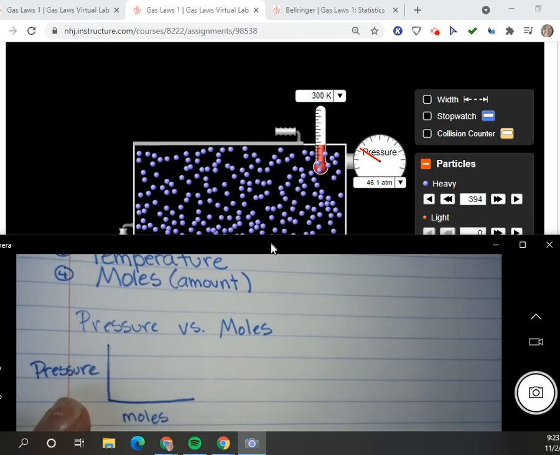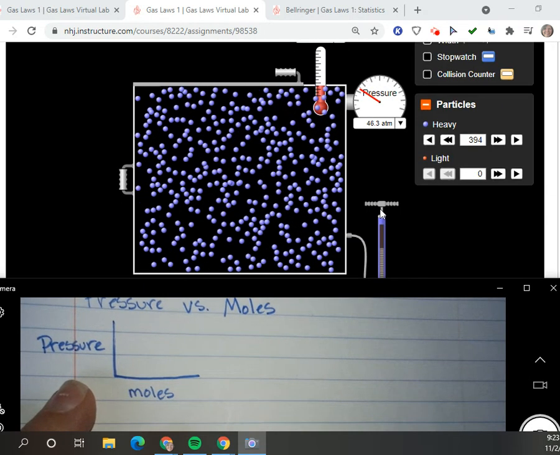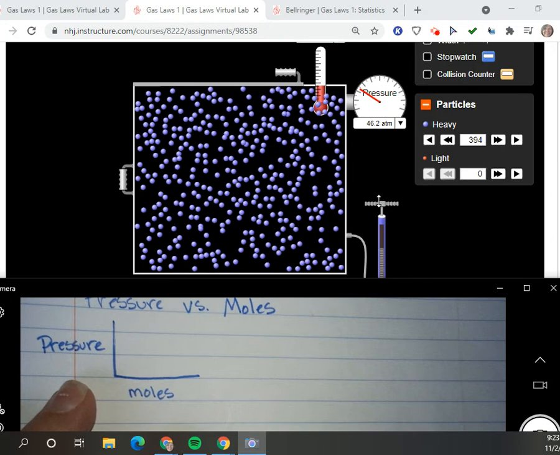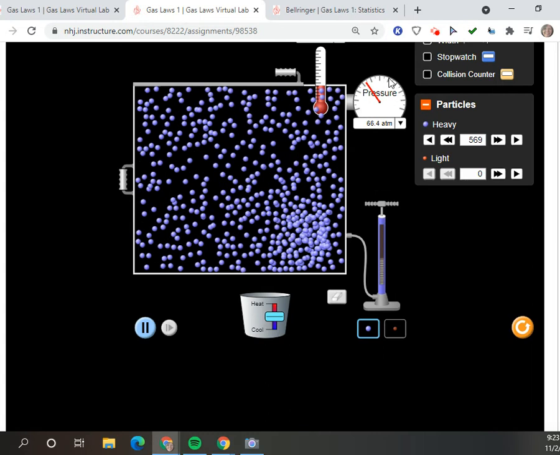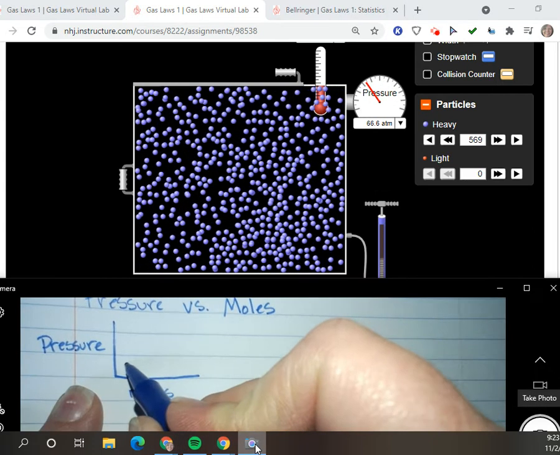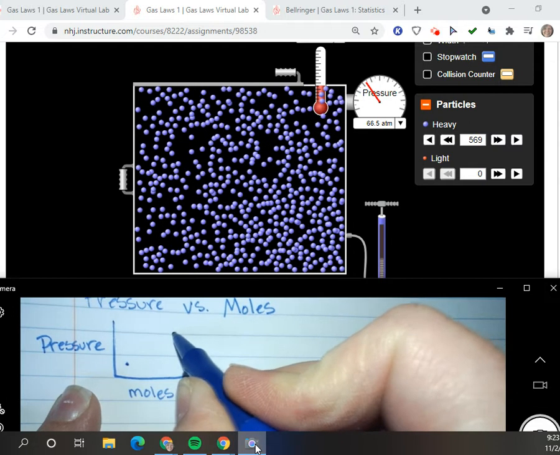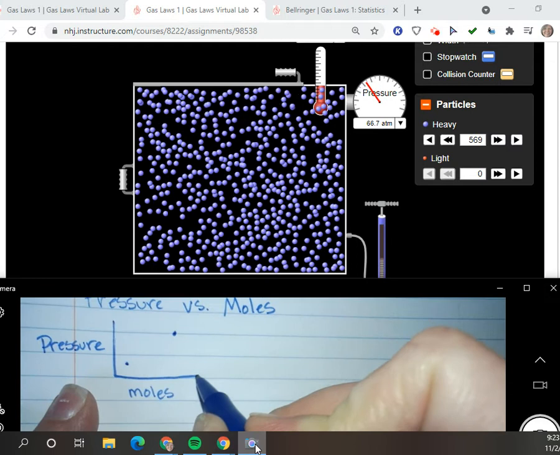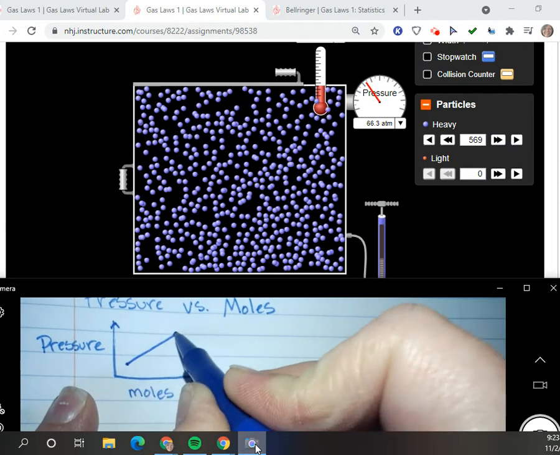So if we go back to what we had in our simulation, I can just keep putting in moles, and what happens? The pressure just keeps going up. So if I started here and I have more moles, then my pressure is going to be higher. So an increase of moles means an increase of pressure. This is what my graph is going to look like.